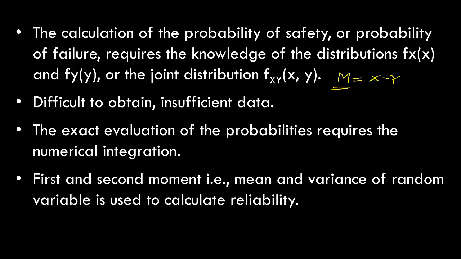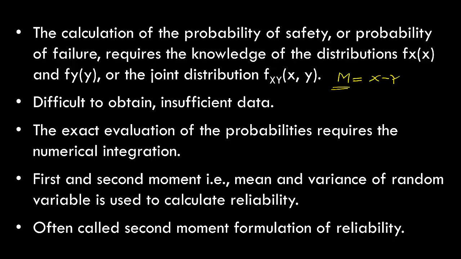And that's why we often use the first and second moments, that is the mean and variance of the random variable, to calculate the reliability or probability of failure. In this case, we don't need the PDF function; we only need to know the mean and the variance of that random variable. This kind of method is called the second order or second moment method for calculation of reliability. This is often called the second moment formulation of reliability.